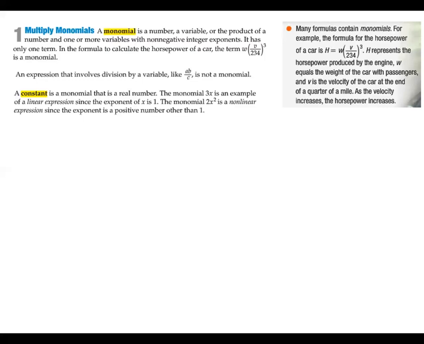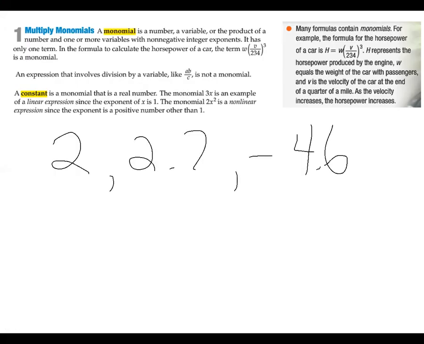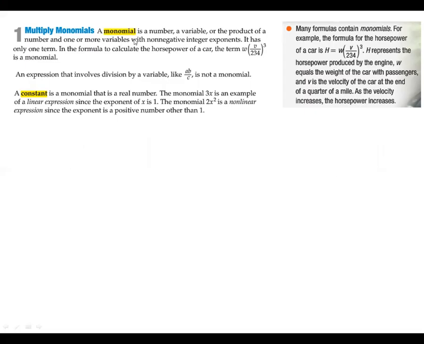The monomial 3x is an example of a linear expression since the exponent of x is 1. Remember, anytime there's not an exponent written, it's understood to be a 1. A constant is a monomial that's a real number, like 2, 2.7, negative 4.6, square root of 3. Those are all constants that are monomials. And if you know things about language, mono means one, and nomial means term or number. So it's just one term is what monomial means.